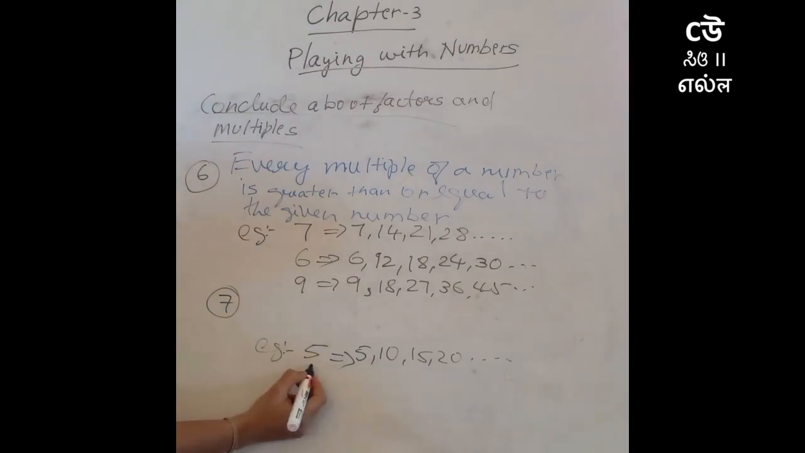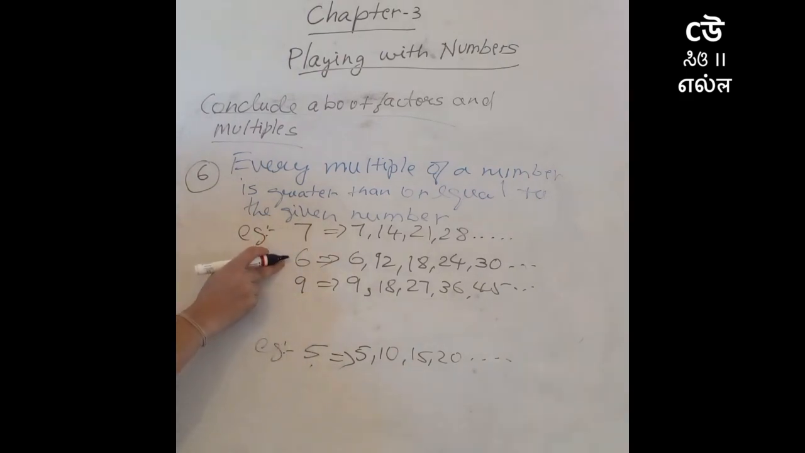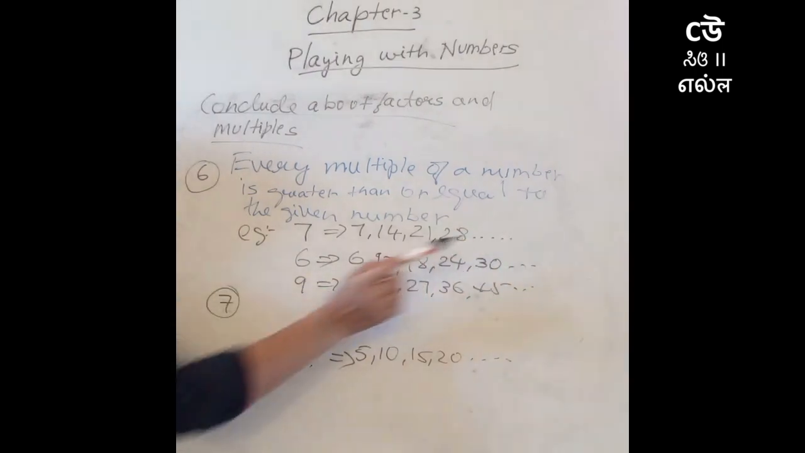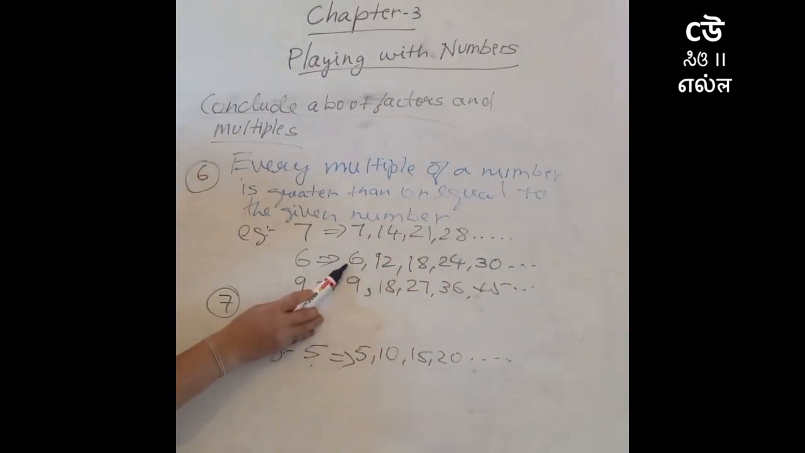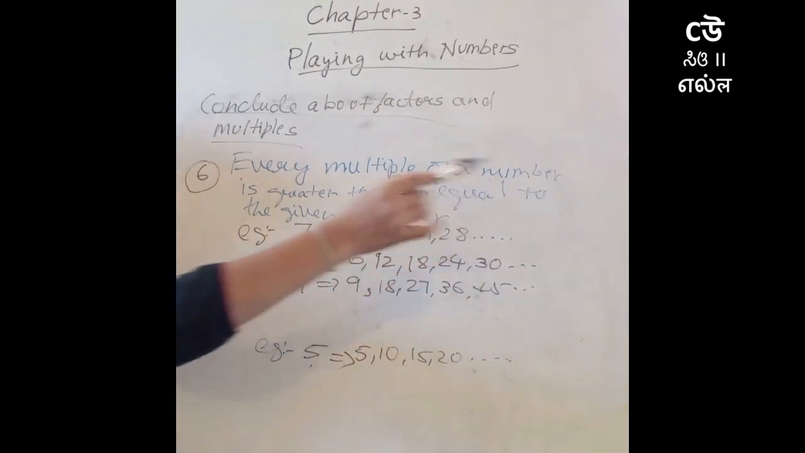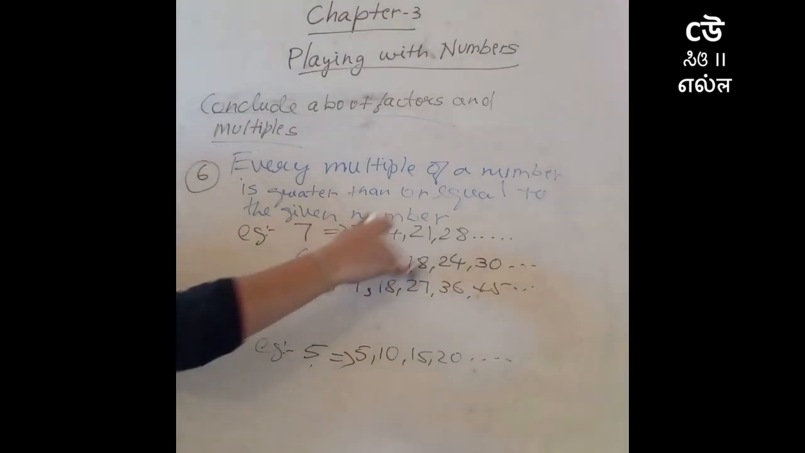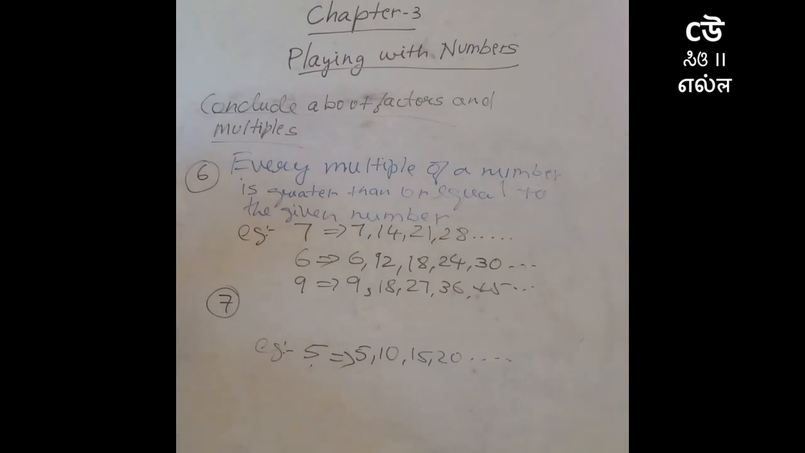For 6 I took here, you see we have 6, 12, 18, 24, 30 and so on. So can we count the number of multiples here? No, because it keeps on going. Like we have so many numbers repeating. So we can't count the number of multiples for a given number.